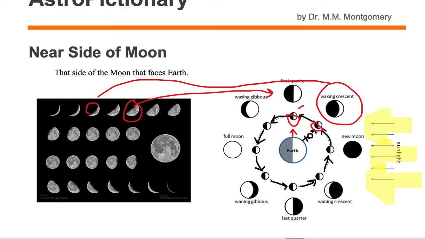We don't see this back side of the moon, which is called the far side of the moon. We are only focusing on the near side of the moon in every single case of the phases of the moon as the moon orbits around the Earth. We are only looking at that half of the moon that is facing the Earth, and we see combinations of light or dark depending on the moon phase.